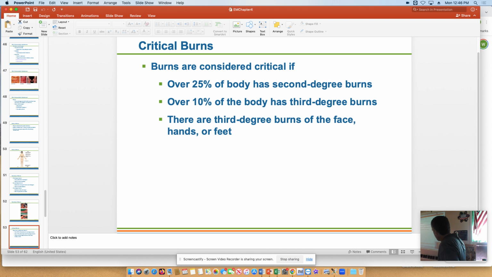Anyway, so back to this. 25% with second degree, 10% with third degree, or if you have third degree burns on the face, hands, or feet, that's more critical.